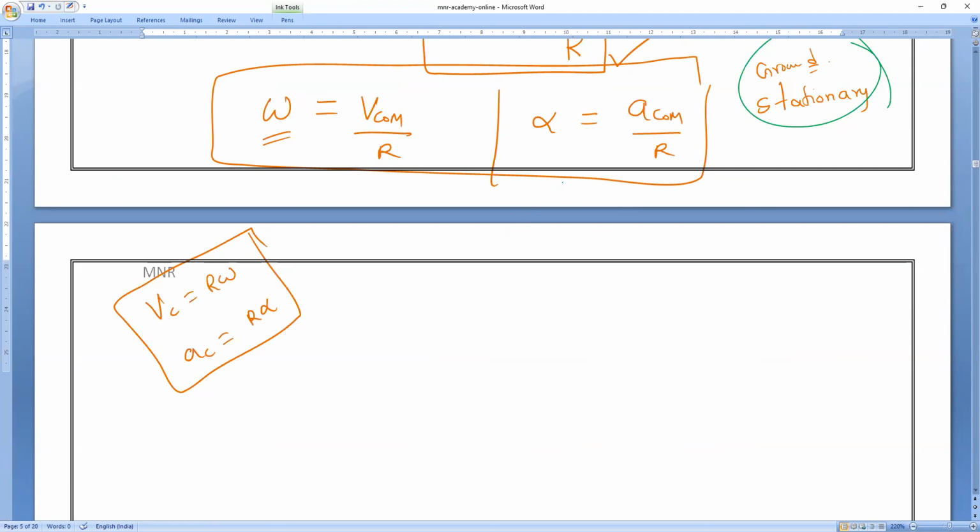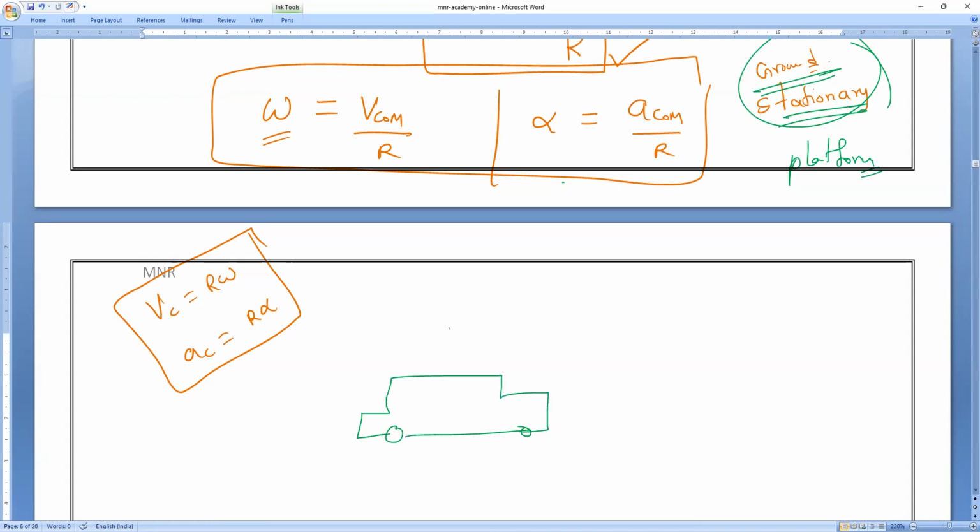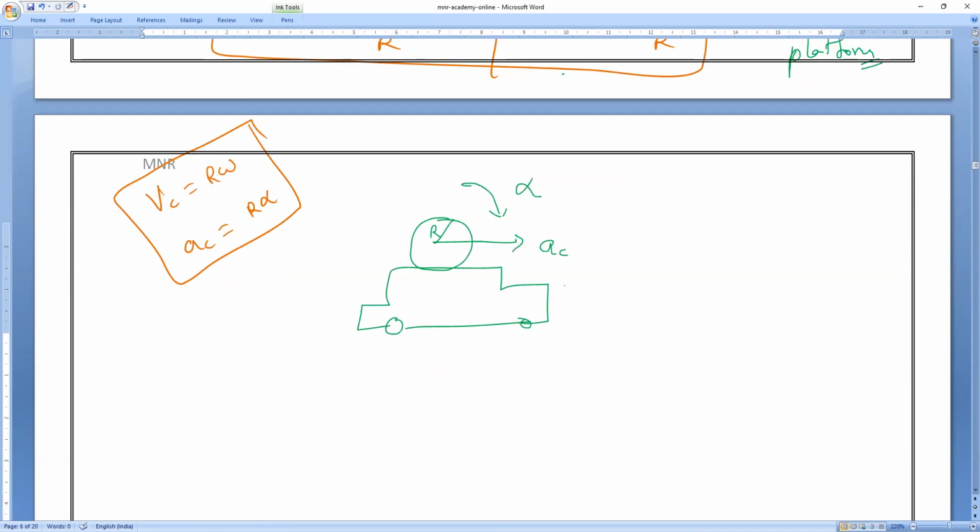That was actually for pure rolling, but in this case the ground is stationary, the platform is stationary. Now we are going to write if the platform is not stationary. For example, imagine there is a car and a rolling body is above the surface of the car, whose radius is R, centripetal acceleration is AC and angular acceleration is alpha. Imagine this like a pure rolling. It is also pure rolling, but the platform is not at rest.